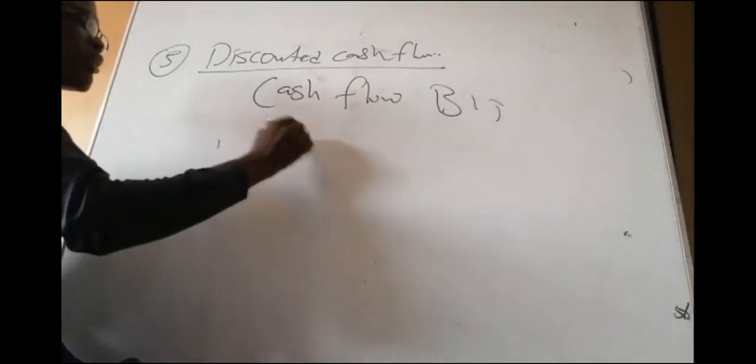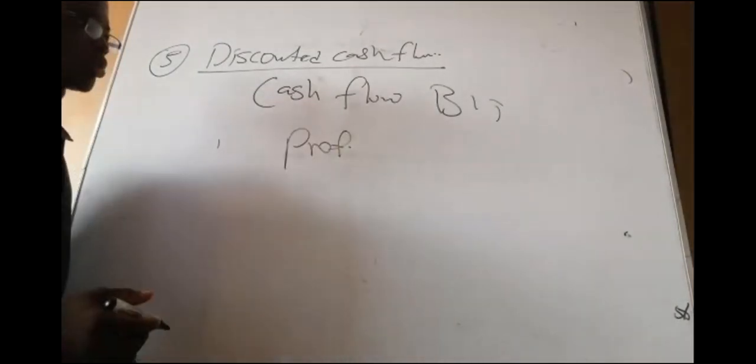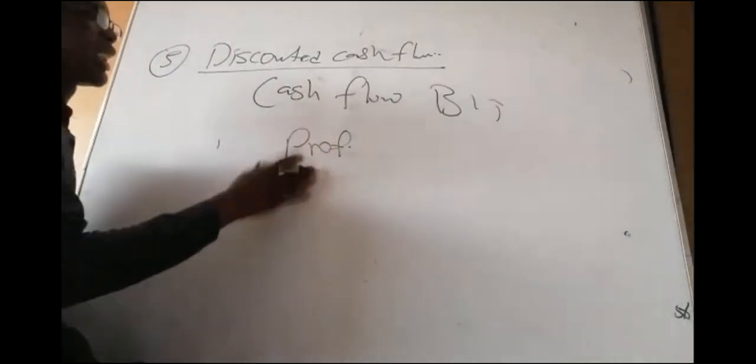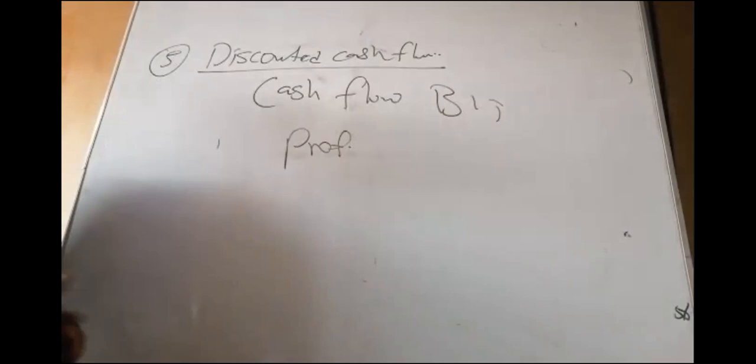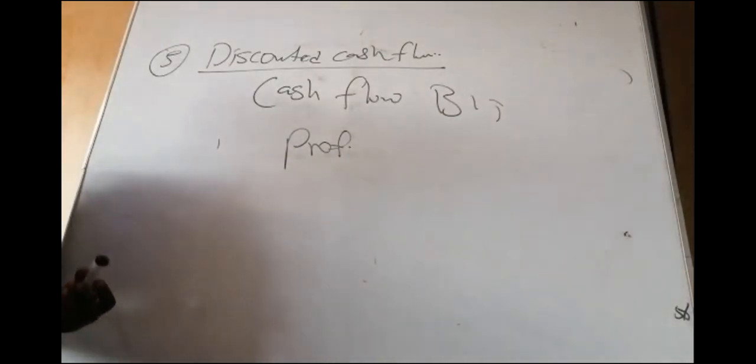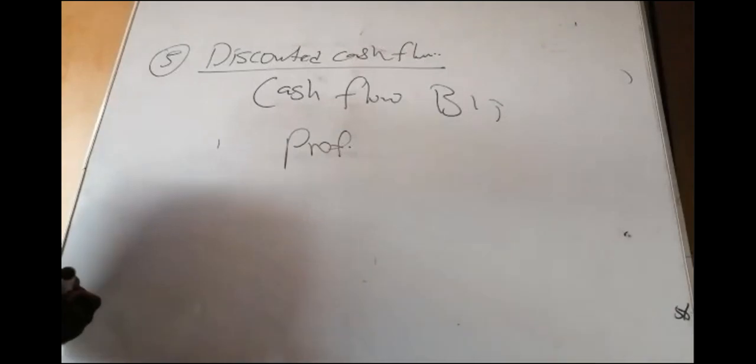If they are giving you profit, don't worry. Add back the depreciation to it to get a cash version. That is all. The underlying word is cash flow, not profit flow. Then you discount it. That's all. So discount the cash flow.